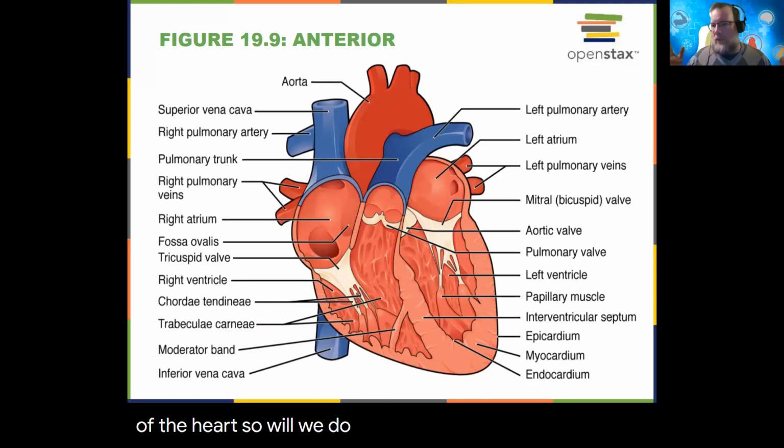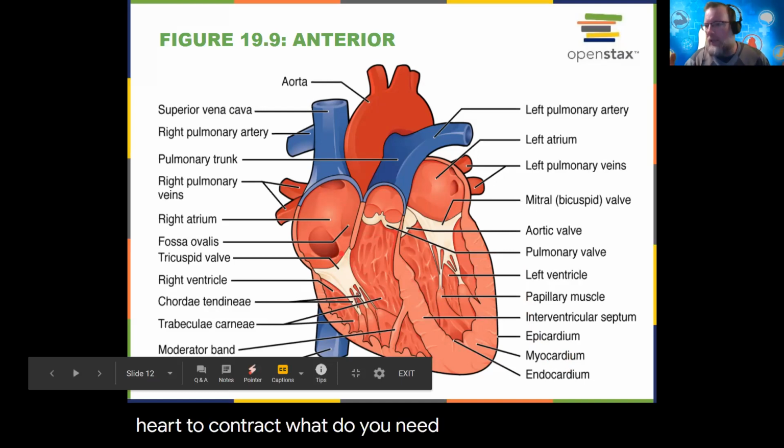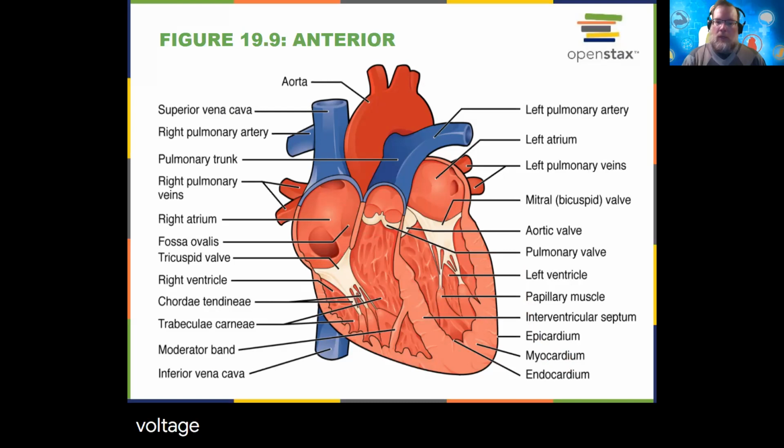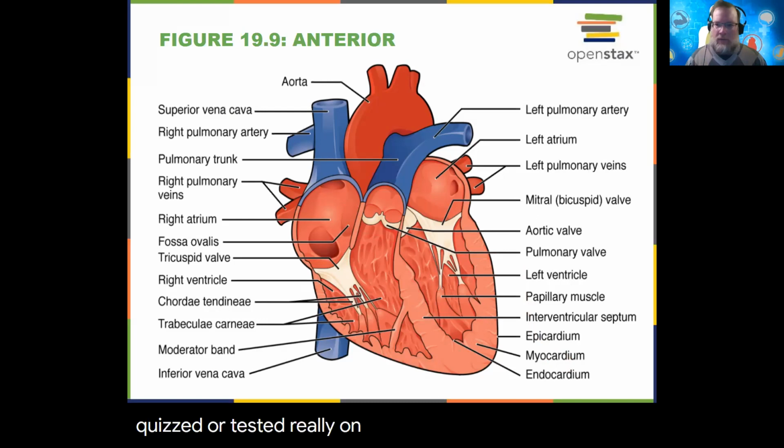So we do have what's called a pacemaker in our heart. They call it a node. And then there's another node called the AV node. Basically you've got a little bundle of nerves here, and then they branch out into here. To get the heart to contract, what do you need? You need electricity, you need voltage. So that's all a side note. You're not going to be quizzed or tested on the nodes or the electrical aspects of the heart. You may see a couple of terms, but that's it. You've got plenty of terminology to worry about.